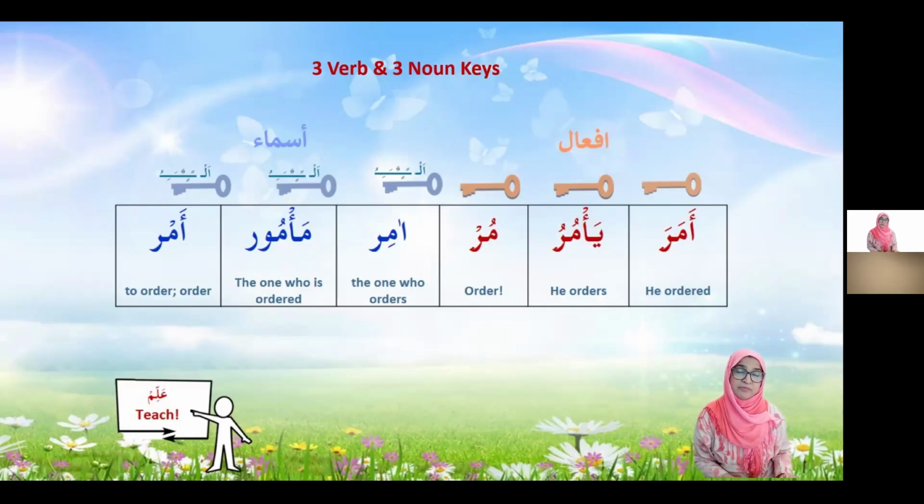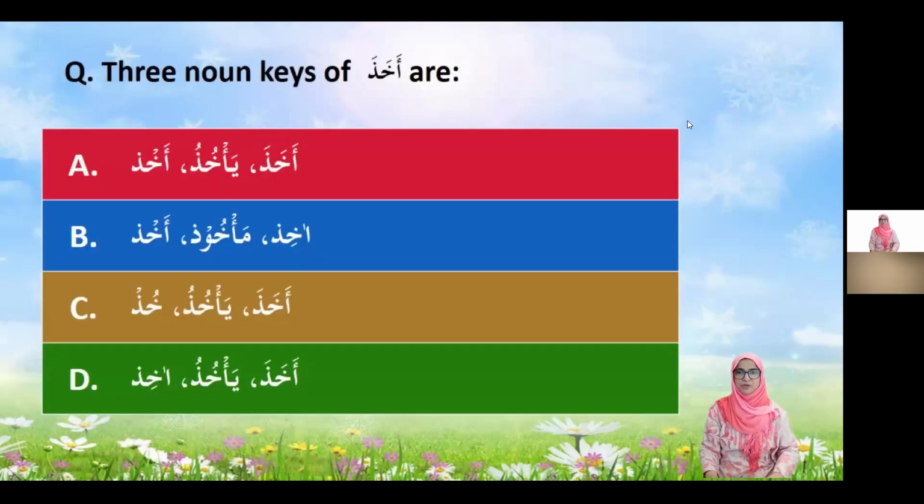What is the asma? The noun table, the noun keys: Amir, Ma'mur, Amr. So this you should be able to easily say. Amara, Ya'muru, Mur. Amir, Ma'mur, Amr. Alhamdulillah, we got this now. All right.